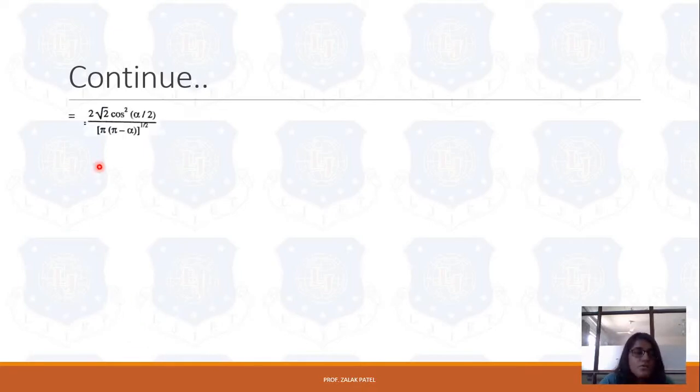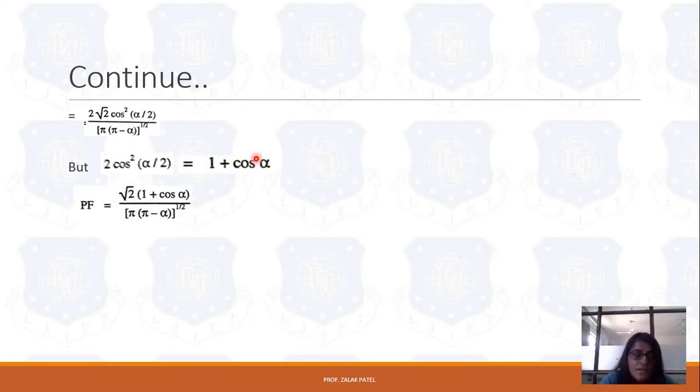So this equation can be written like this: 2√2 cos square alpha by 2 upon pi into (pi minus alpha) raised to 1 by 2. But over here 2 times cos square alpha by 2 can also be written as 1 plus cos alpha, because cos square alpha by 2 can be written as (1 plus cos alpha) by 2. So this equation becomes like this: root 2 as it is, 2 times cos square alpha by 2 is nothing but 1 plus cos alpha, divided by pi into (pi minus alpha) raised to 1 by 2.